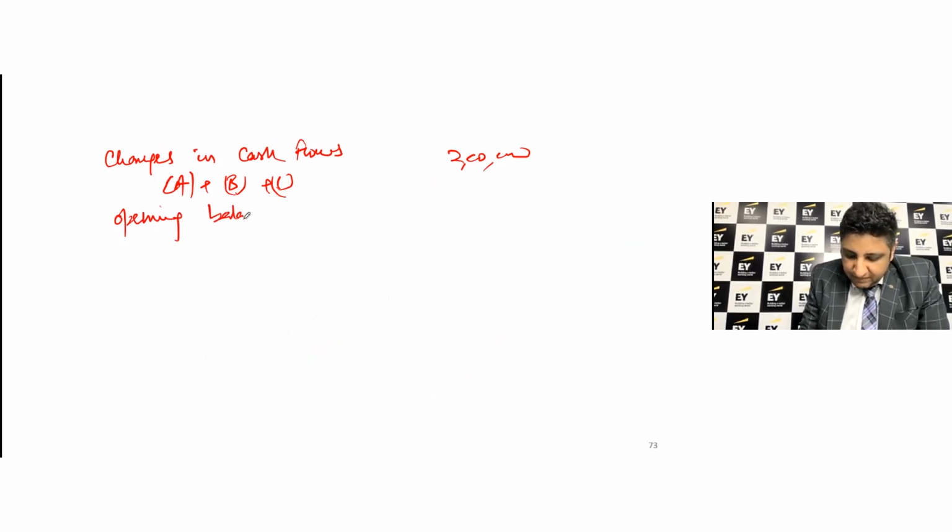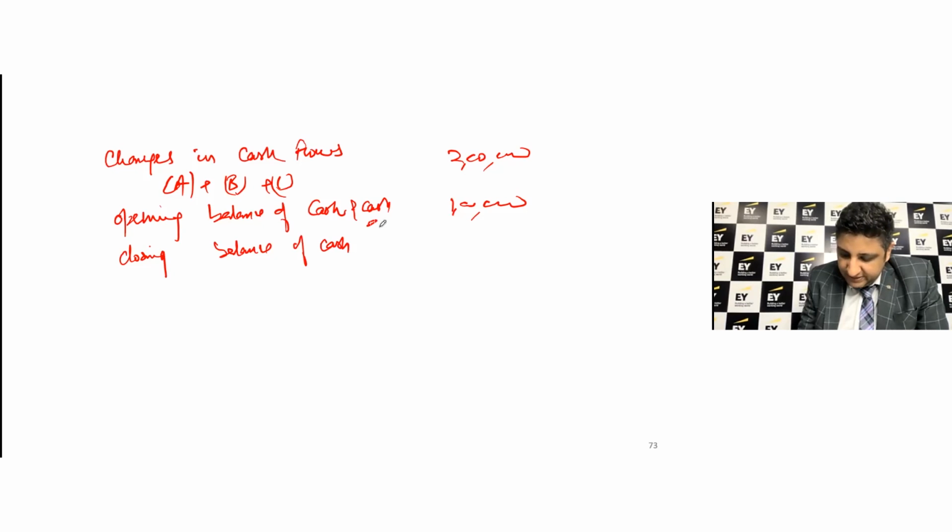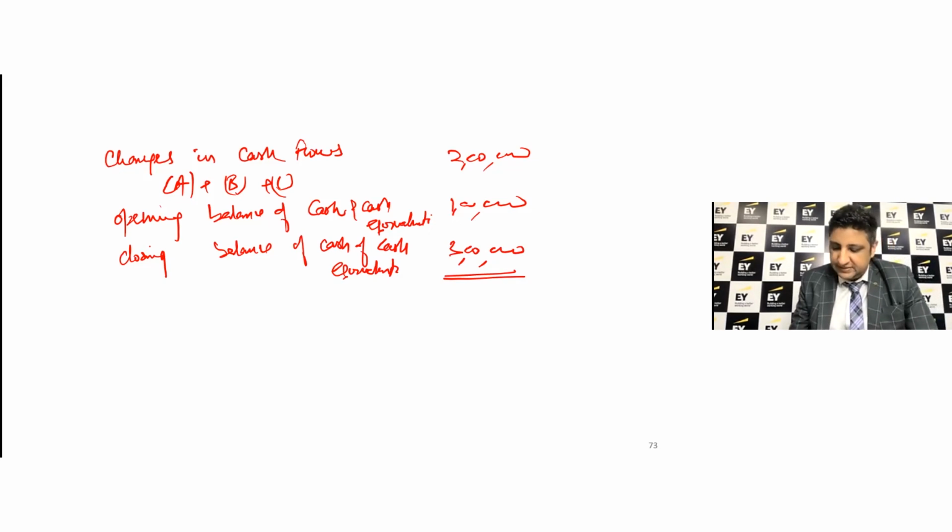We are now able to reconcile that. Opening balance of cash, which is 1 lakh. So ideally speaking, this should result in 3, and that's what our closing balance is. So closing balance of cash. We should also be using cash equivalents as a term. That's precisely the requirement of the standards. So this is how we are able to reconcile or prepare the statement of cash flows using the direct method.